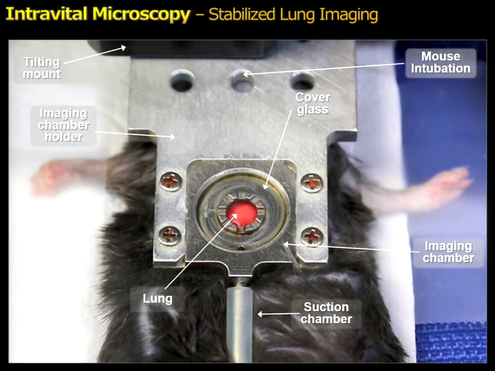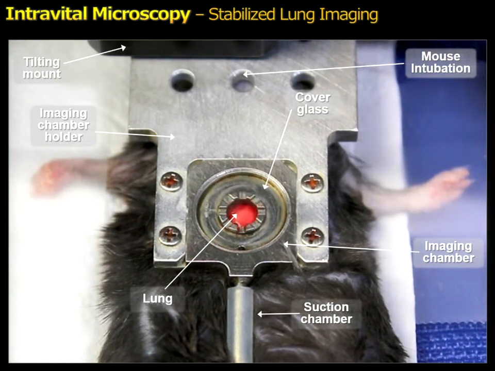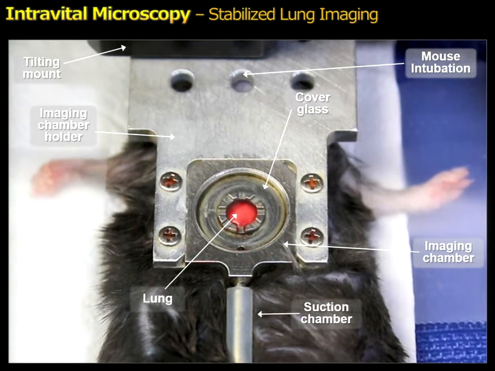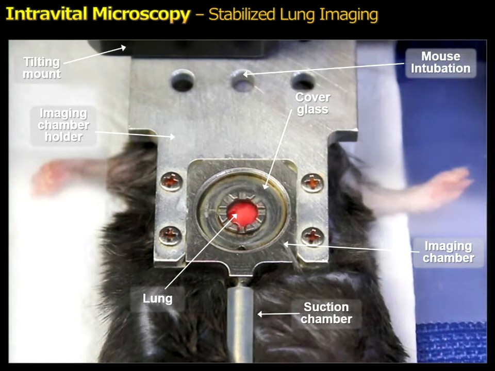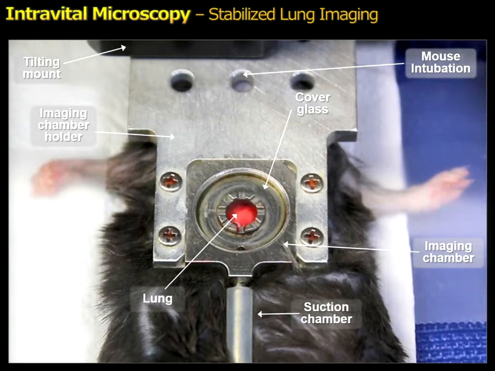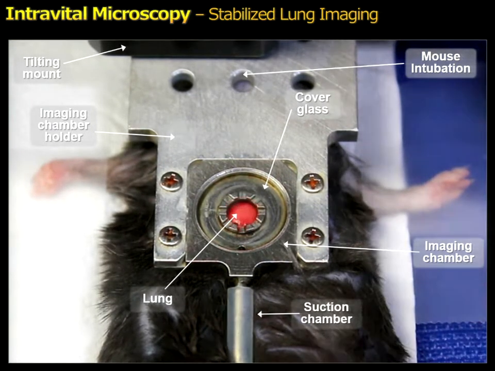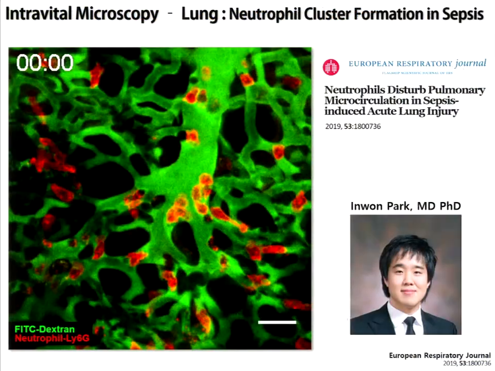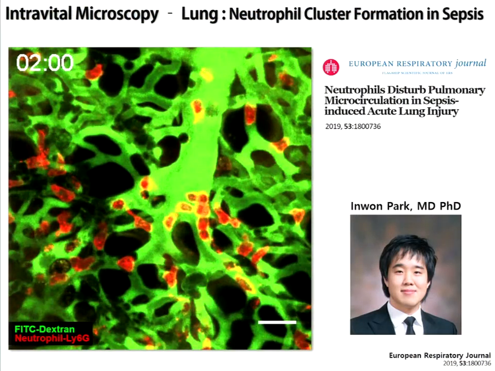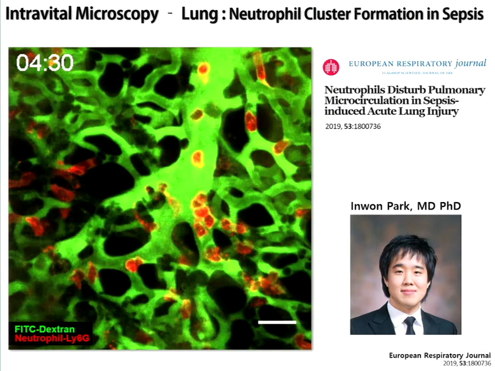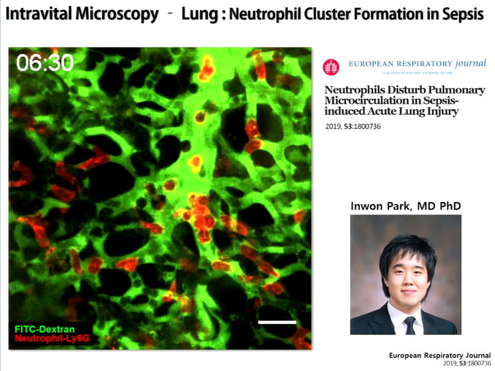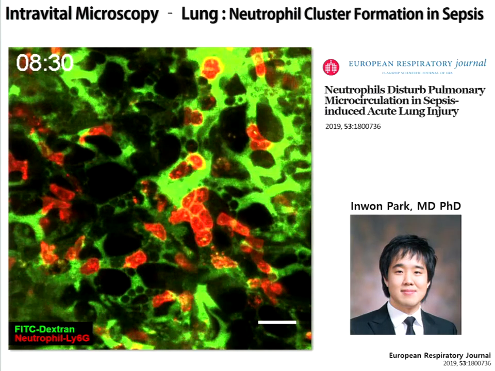We can suck out the air from this space through this hole to the outer pump. By doing that, we can achieve negative pressure inside this imaging chamber and stabilize this part of the lung temporarily. Then we can observe and get this kind of cellular level imaging from the lung of the mouse model.